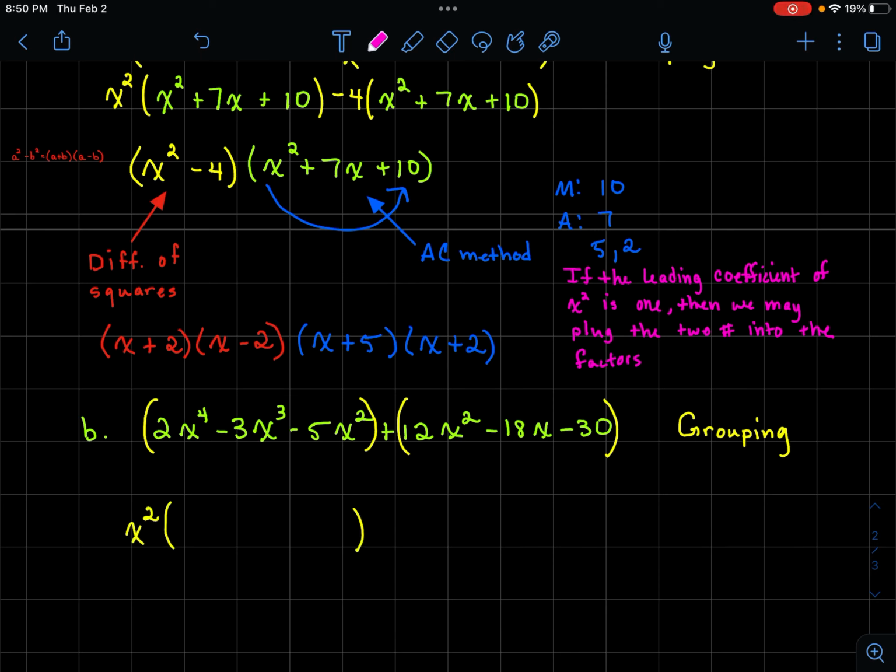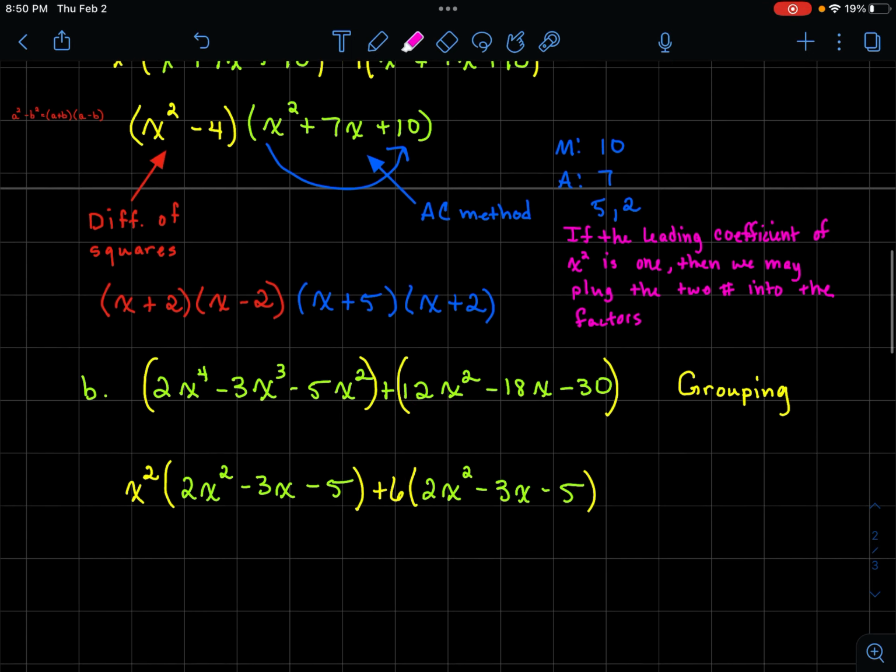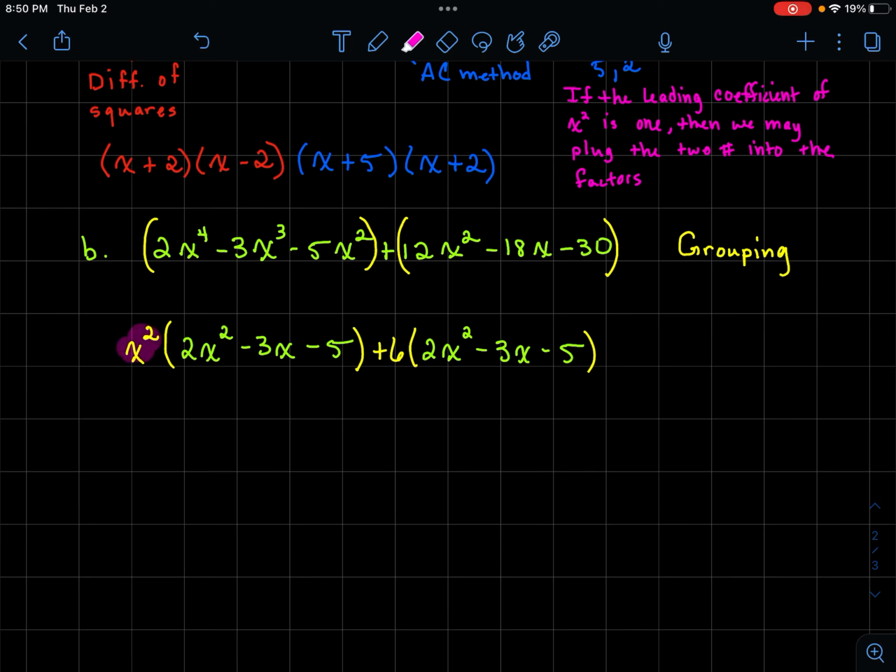Well, the common factor between our first 3 terms is going to be another x squared. So that leaves us with 2x squared minus 3x minus 5 in our parentheses. Because we are doing grouping, the second parenthesis has to be the exact same of 2x squared minus 3x minus 5. So again, that raises the question. There's some number here that if you multiply it by 2x squared, you should get 12x squared back. Well, that's going to give us a positive 6 here.